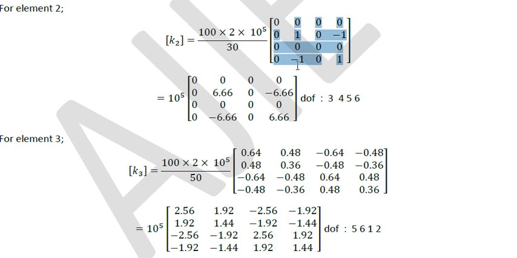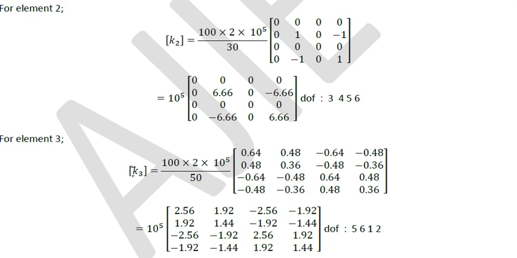Those values I am substituting here. That's very important to take care of. 10 power 5 is a common factor that should be maintained common for all the 4 stiffness matrices. Then we will obtain this. Initial node is 2, final node is 3. That is why degrees of freedom is 3, 4, 5, 6.